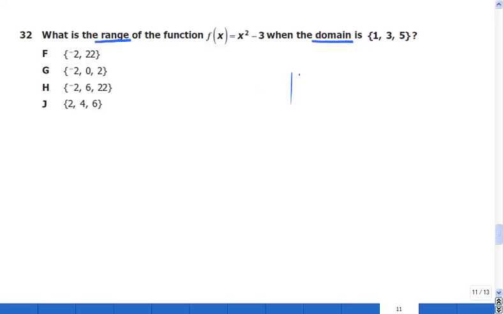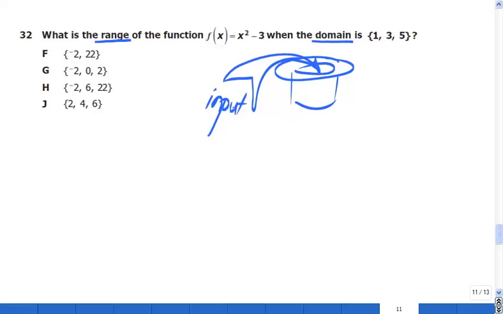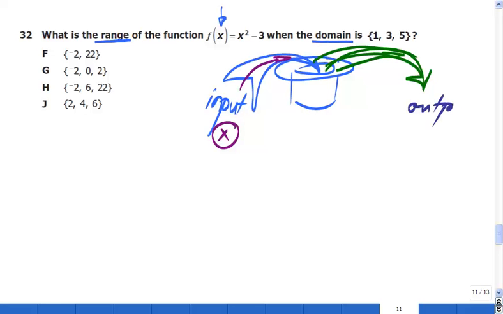You guys remember that if your function is like a magic hat, okay, and you put something inside there, whatever you put inside is actually your what? Your input, right? Or what gives your input for a function? Your x, right? Your x goes inside. Whatever you take out of that hat, whatever comes outside your hat is your output, your y's, right?